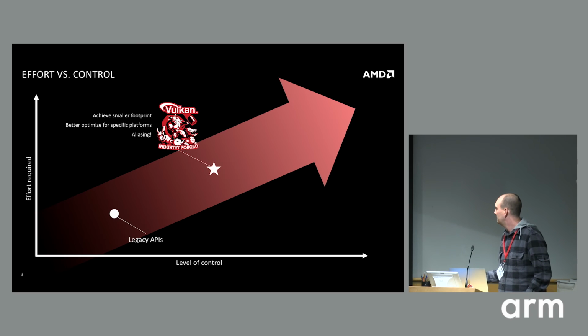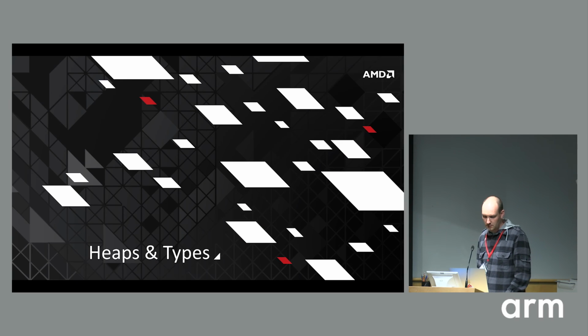It's interesting here, we've got a good balance of control and effort, and we can do interesting stuff like optimize the memory footprint of our games down. We can target more specific platforms. We have the levers we need to pull to do that. And we can do interesting things like aliasing, so we can keep our memory footprint down again. So this is the motivation for why I'm stood here talking to you. So let's get started with heaps and types.